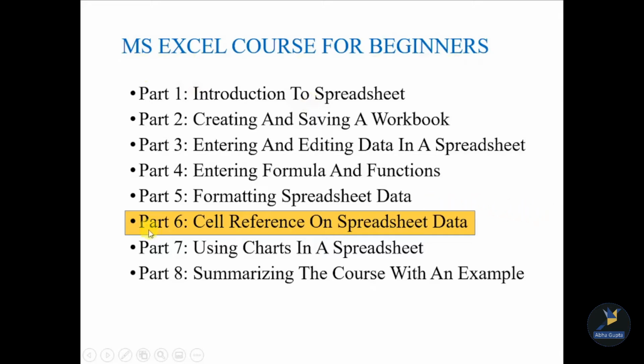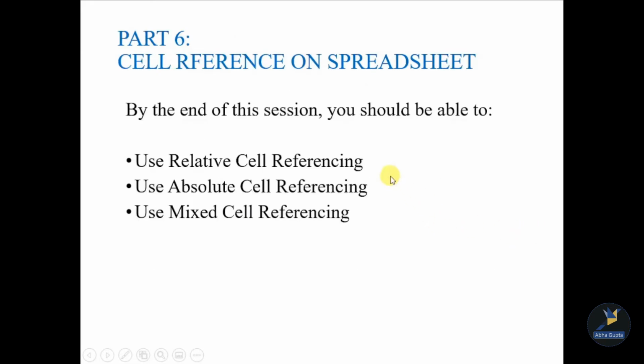In the previous part 5, we discussed the various formatting tools available in MS Excel which can be used for formatting the data and the values in our workbook. In part 6, we will talk about the different types of cell referencing which can be used while performing calculations on our Excel data. We will be discussing three types of referencing: relative referencing, absolute referencing, and mixed cell referencing.